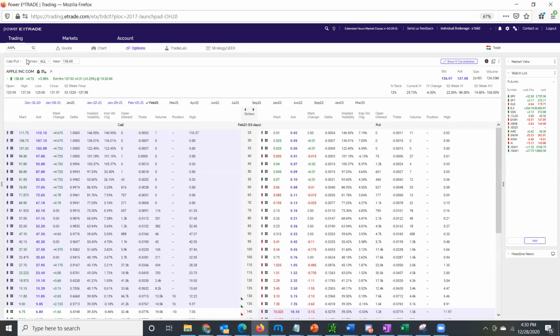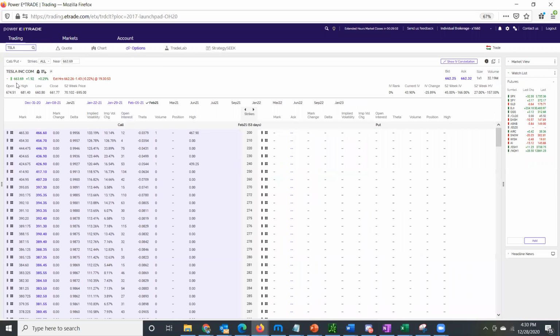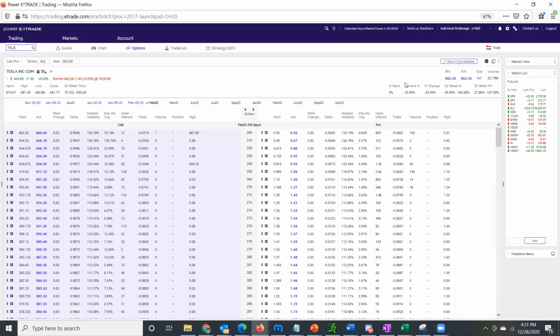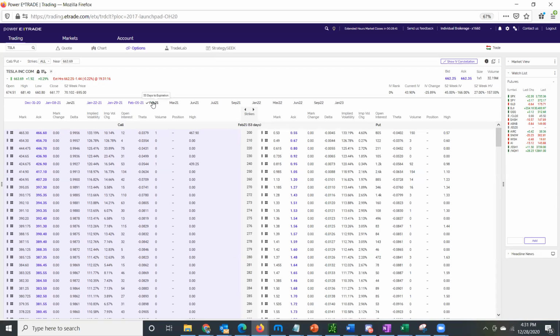But I'll come back. So suppose we are just taking the example of Tesla. Nowadays it's going on Tesla, right? Now Tesla, one stock is 663, right? If you want to buy 100 stocks, how much are you going to pay? 66,300, right? Now this platform gives you an option to buy an option instead of stock, right?